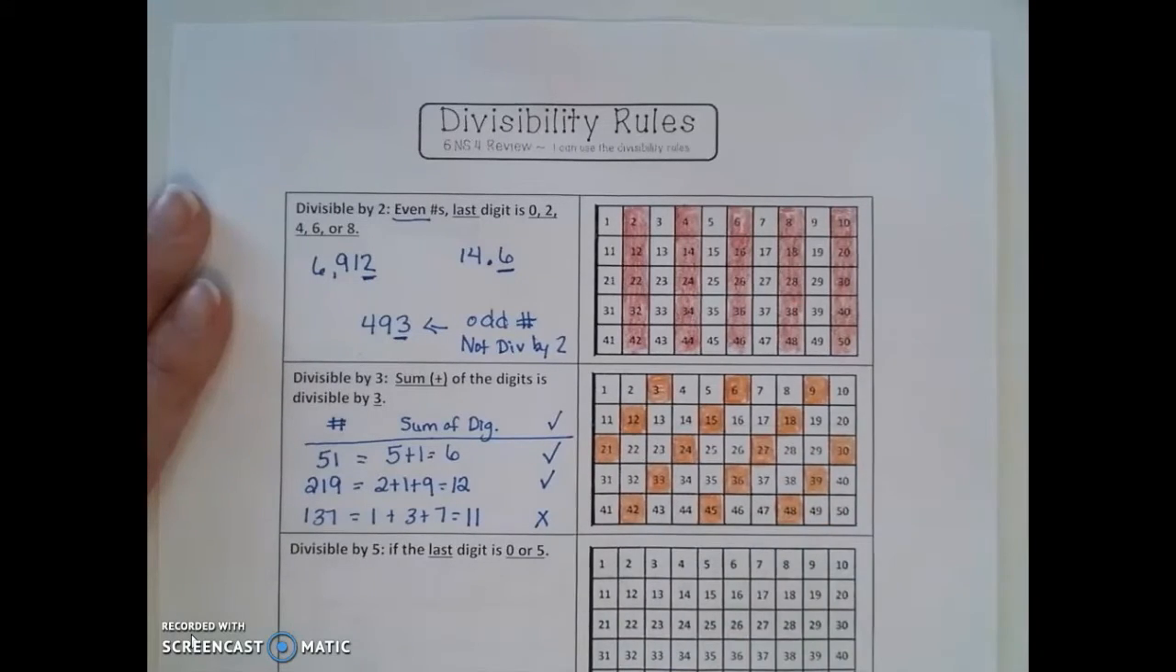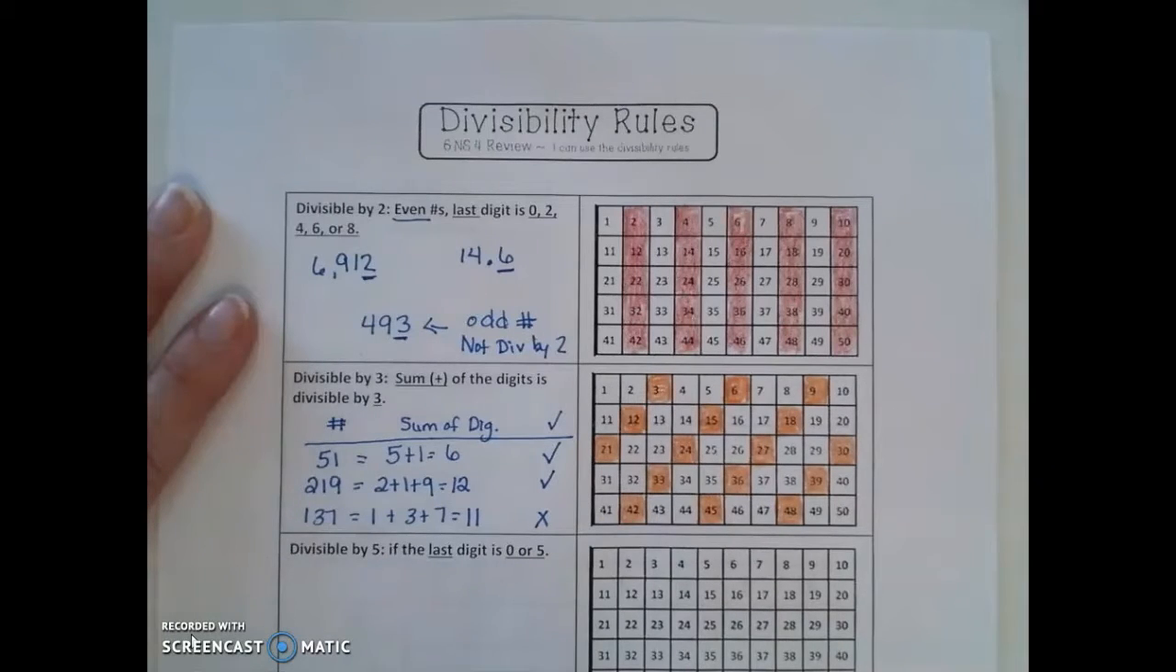And that's the last one on this chart. Let's move on to the number rule for 5, which is one of the easiest ones. The last digit in the number has to be 0 or 5. Those are the only two choices.